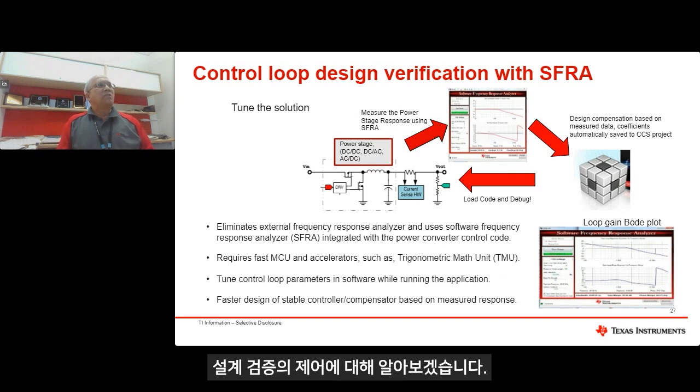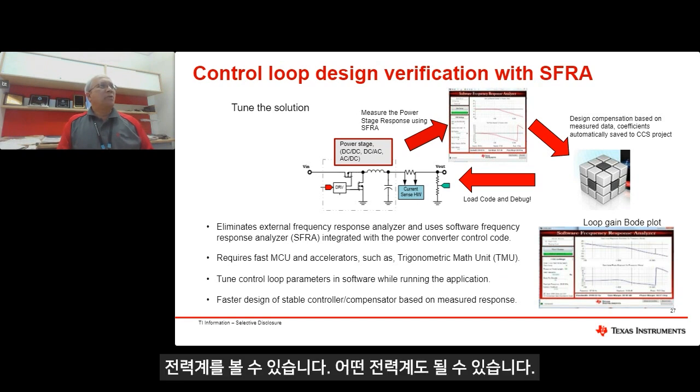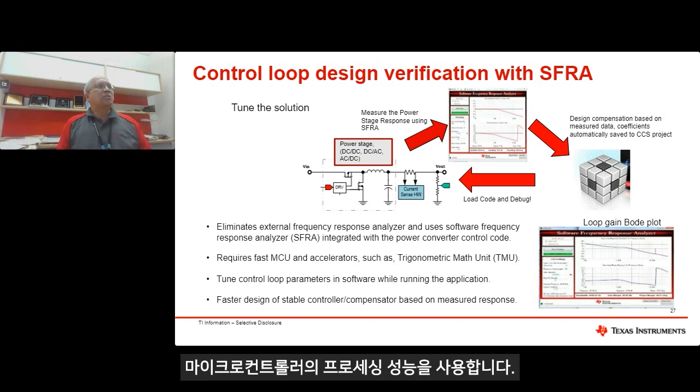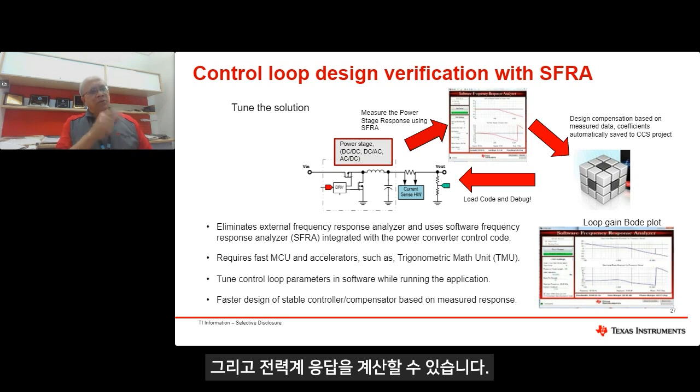Now we come to talk a little bit about the control loop design verification with the software frequency response analyzer. It is shown in this diagram. You can see any power stage. It can be any power stage. It shows the buck power stage, but can be anything, DC-AC, DC-DC, or AC-DC. SFRA is able to measure the power stage response by injecting a signal and collecting the signal and calculating the gain and the phase, using the processing power of the microcontroller, and that way it can calculate the power stage response.